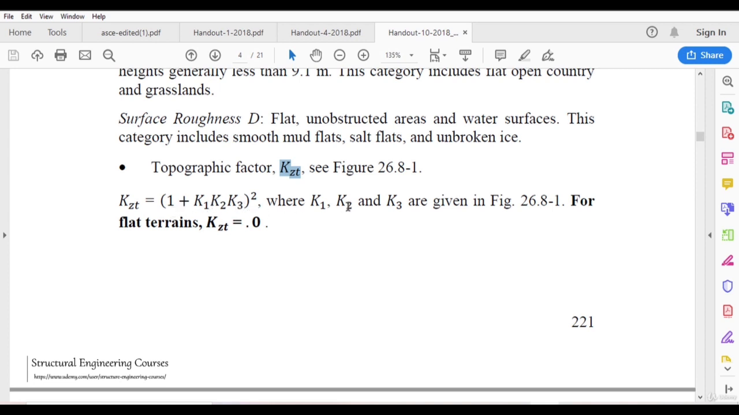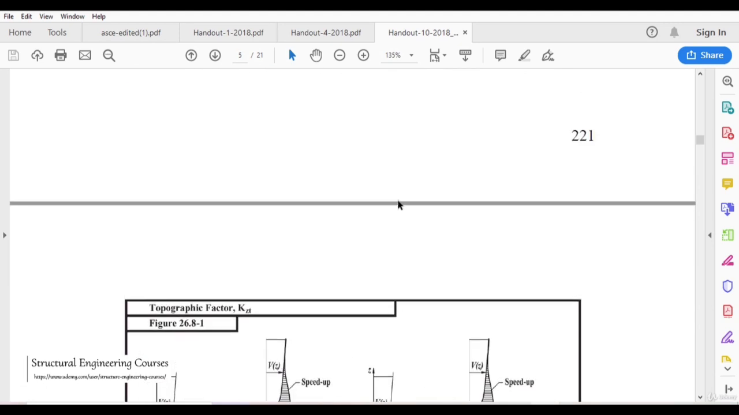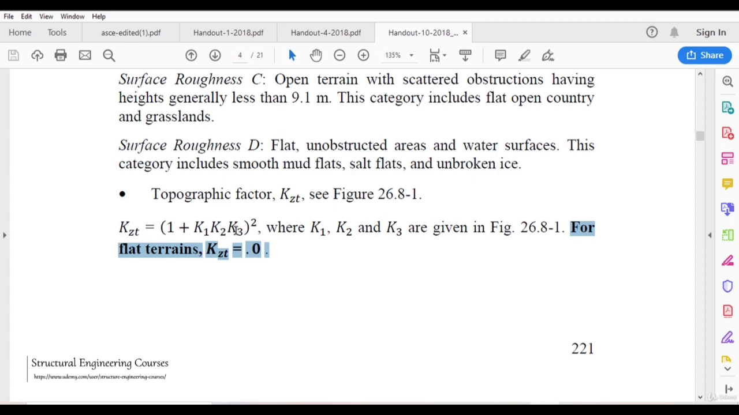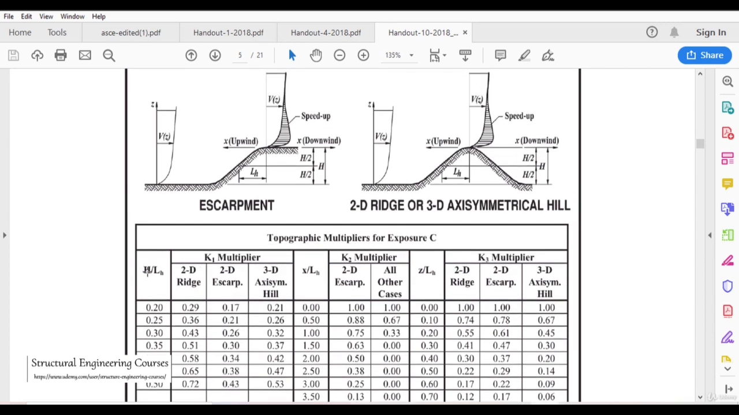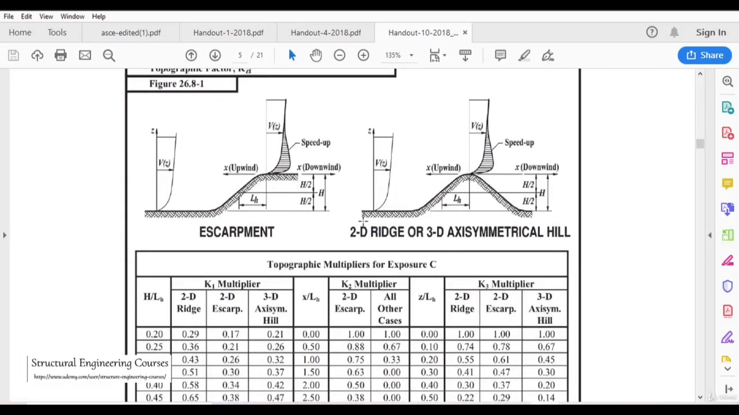For flat terrain, obviously KZT can be taken as 1, no doubt, because for those flat regions, K1, K2, K3, all these values are 0. K1 multiplier, K2 multiplier and K3 multiplier depend upon the values of H by LH, X by LH and Z by LH. If we look at X by LH, H by LH and Z by LH, we can see here that he has explained all the values.